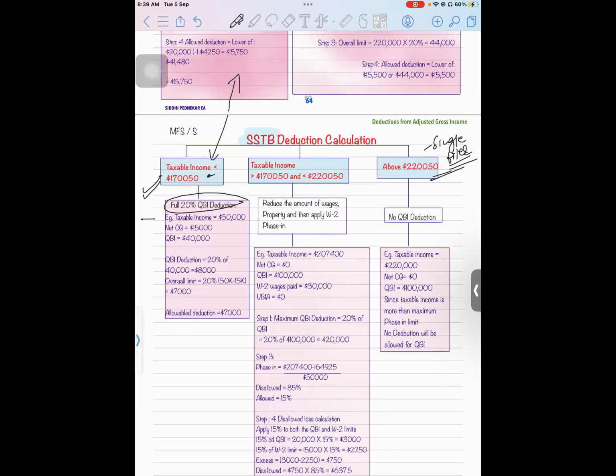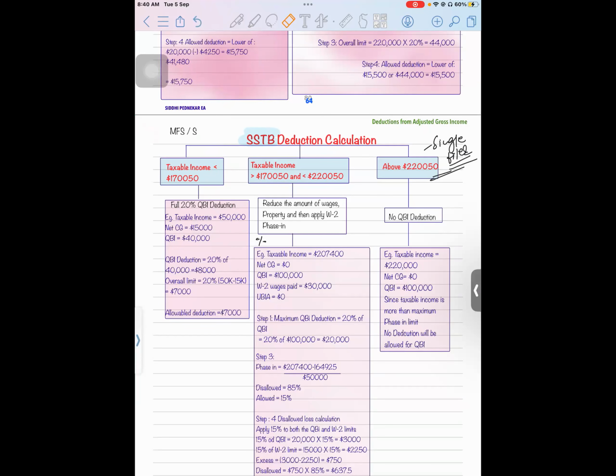Say for example your taxable income is 50,000 and net capital gain is 15,000. First of all, exclude the net capital gain from your taxable income. Take that amount times 20%, and also take the qualified business income given to you times 20%. Whichever is lower, you will get that deduction. So 50,000 minus 15,000 is 35,000 times 20% comes to 7,000. 40,000 times 20% comes to 8,000. So 7,000 will be your qualified business income deduction in the first limit.